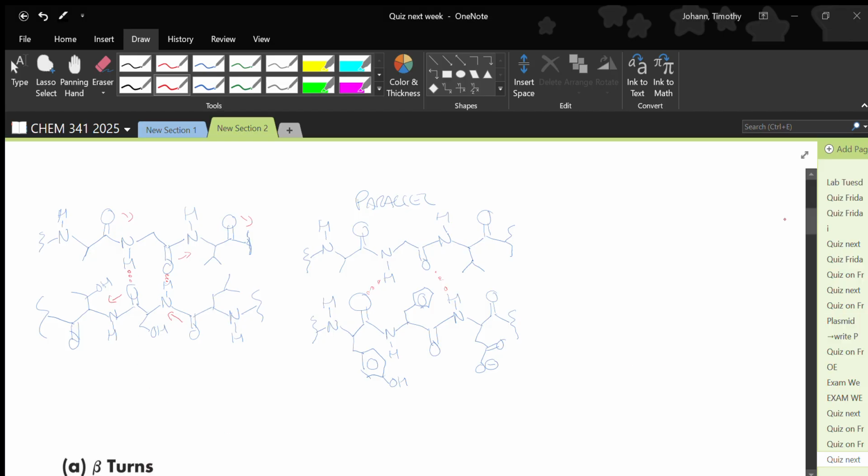And so you can draw a line from the carbonyl to the nitrogen, and if those arrows are going in different directions, it is anti-parallel. So this one is anti-parallel. Okay, and if they're going in the same direction, then it's parallel. Questions on that? Okay.